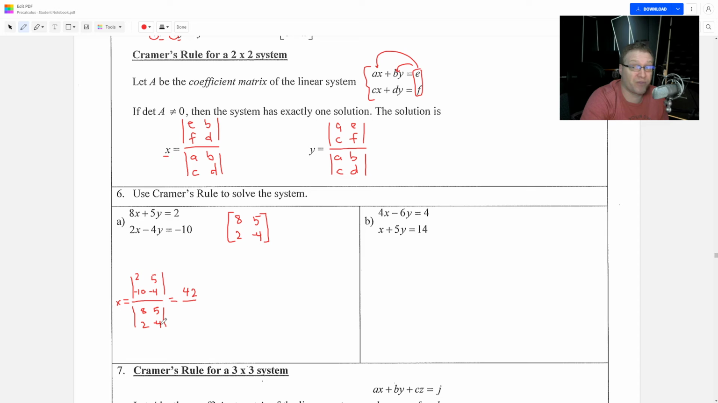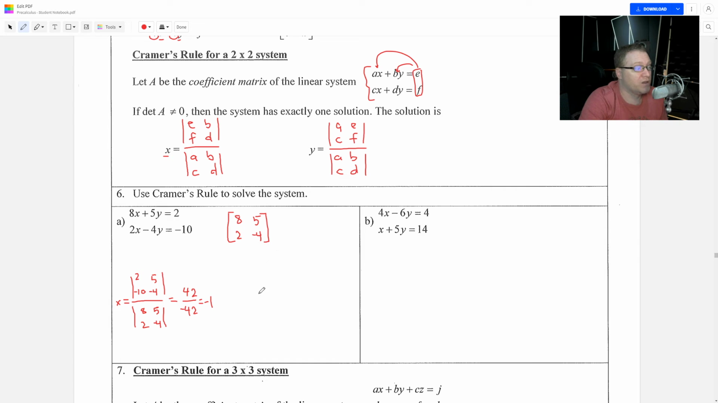That's negative 32. Minus 5 times 2 is 10. So negative 32 minus 10 is negative 42. So on the bottom, we're going to have negative 42. So 42 divided by negative 42 is negative 1. So we have found x. X equals negative 1. Really easy.